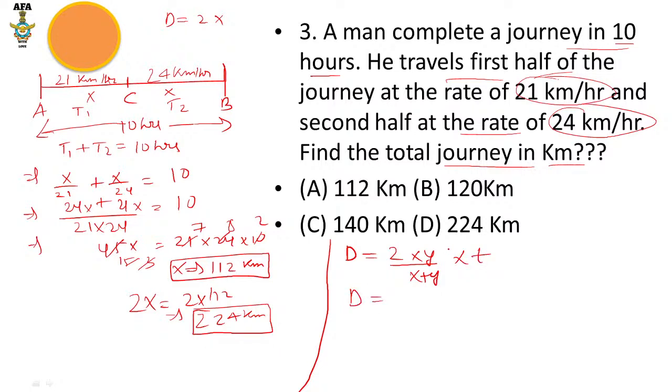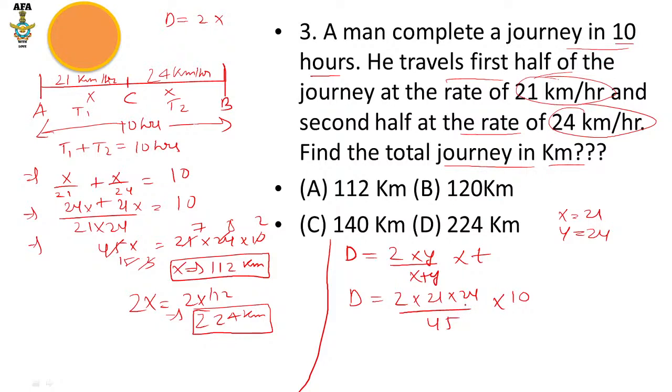So what will be the value of x and y? The value of x will be 21 and the value of y will be 24, means 21 kilometer and 24 kilometer. So 2 into 21 into 24 by 21 plus 24, that is 45. And what is the time? Time is 10 hours. Now we will check the units. The units are in kilometer per hour, and this is also in hour, 10 hour. So all the units are same.